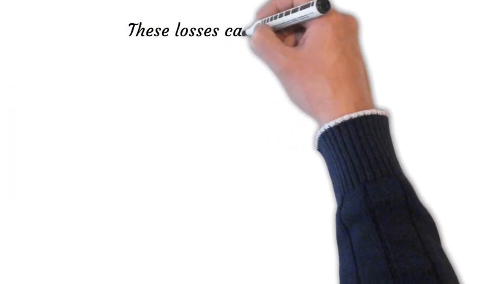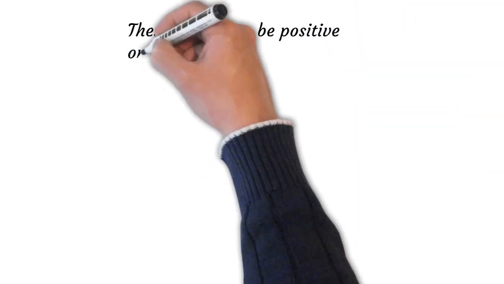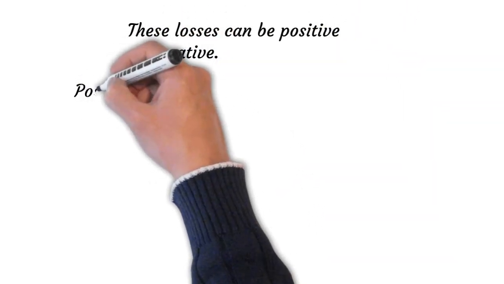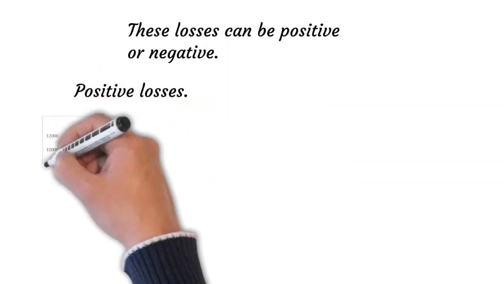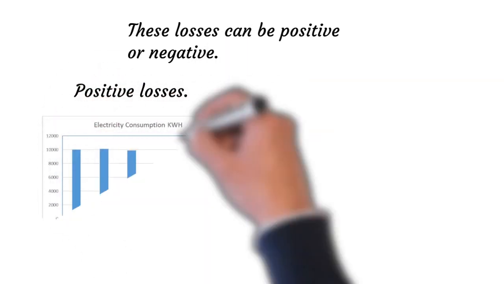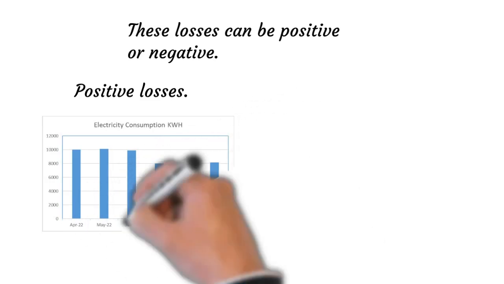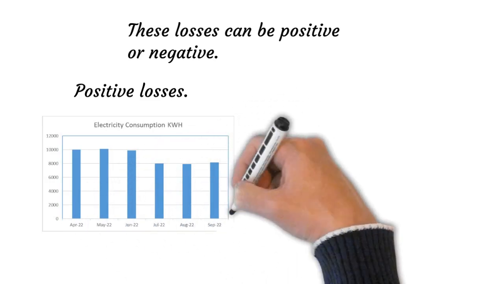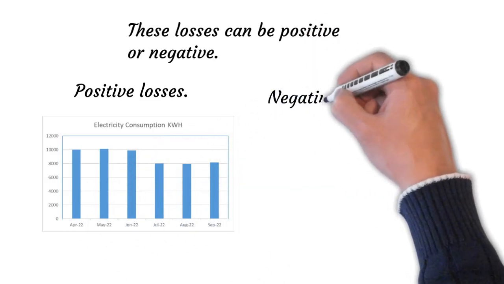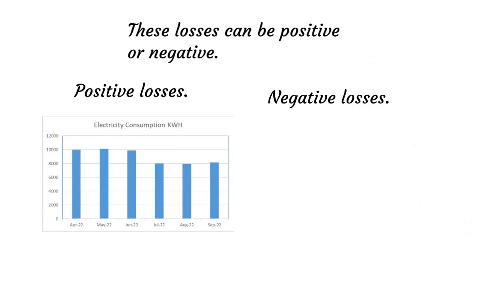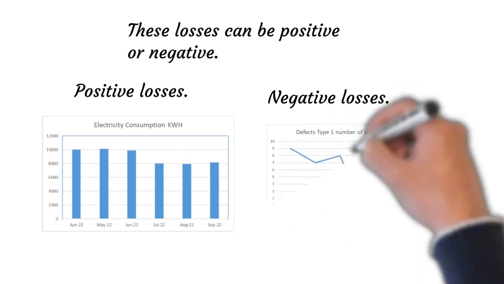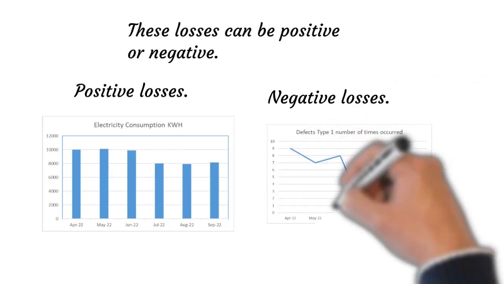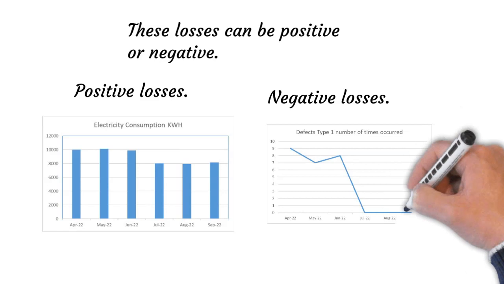These losses can be positive or negative. For example, you use electricity for working of machines. You can reduce the consumption of electricity by making it more efficient, but can't make it zero. Such losses are called as positive losses. Negative losses are which can be totally eliminated. For example, you take actions to eliminate the defects totally. Such losses such as rejection, rework, deviation are known as negative losses.